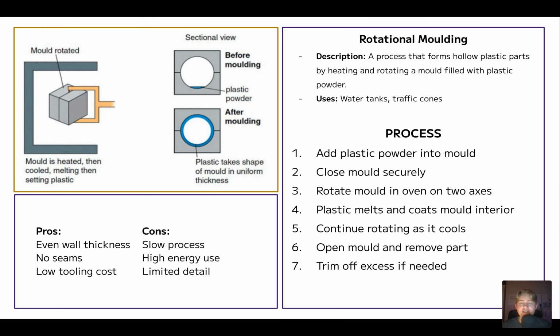So the process you need to describe in your exam would be basically adding plastic powder or pellets into the mold and then closing it securely, making sure it's properly shut so there's no leaks, and rotating the mold on 2 axes for even distribution, and heating it so that the plastic melts and coats the interior of the mold. Then you'd continue rotating it as it cools to ensure that it doesn't flow down, and you'd open the mold and remove the parts. Because you have to keep rotating it as it cools as well, that's part of the reason why it takes a bit longer than some of the other processes. Then you'd trim off any excess material if needed.